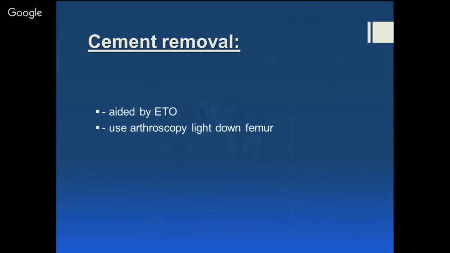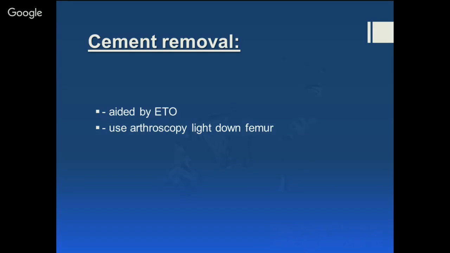Cement removal. We have to remove the cement. After the implant has been removed, we have to remove the cement. For the cement, we can do an extended trochanteric osteotomy, where we have to osteotomize the trochanter from here to here, and then remove the cement by curette, or using a burr, or you use an arthroscope. That is a knee arthroscope. We put that arthroscope through the canal, and we see where the cement is.